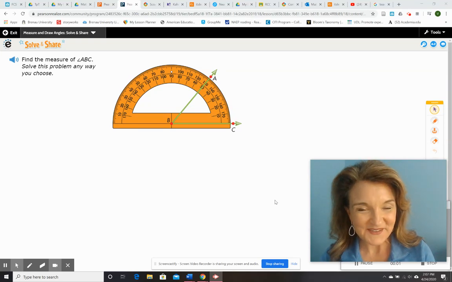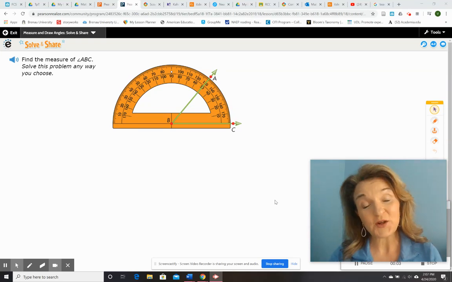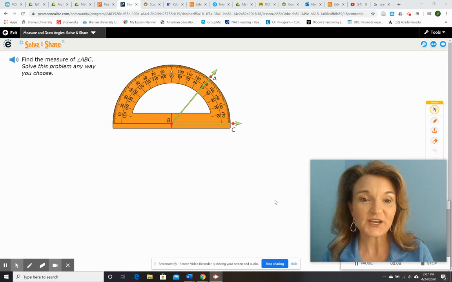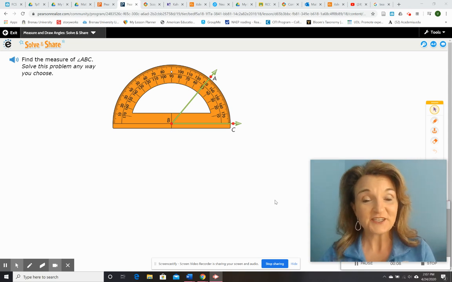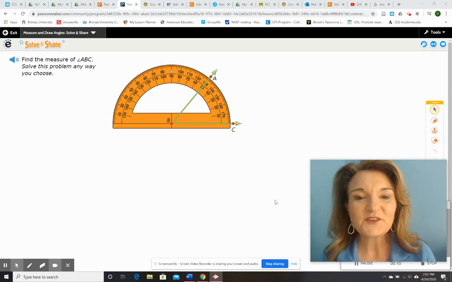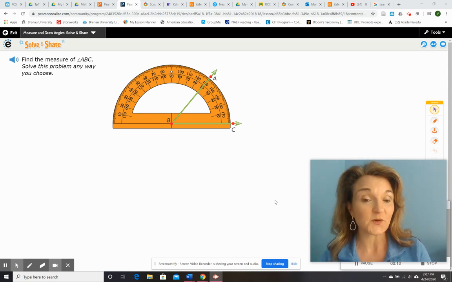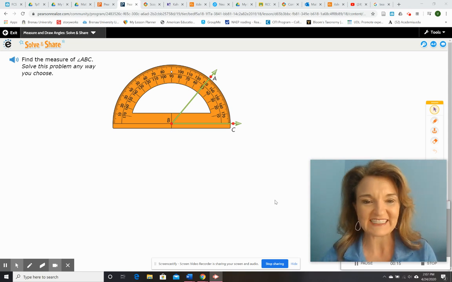Hello, my math superstars. Today, the goal of our math lesson is to learn how to use a protractor to measure angles. So let's review some key concepts or terminology from our past lessons.